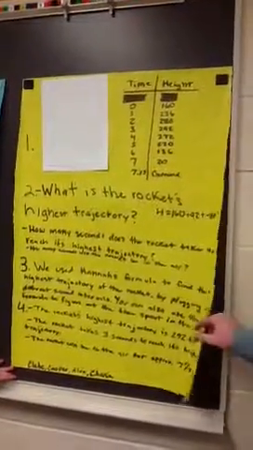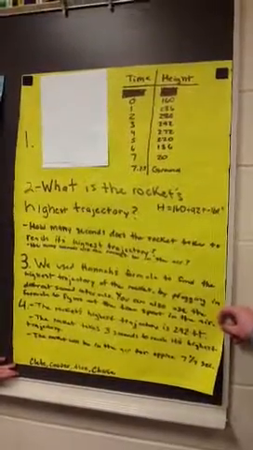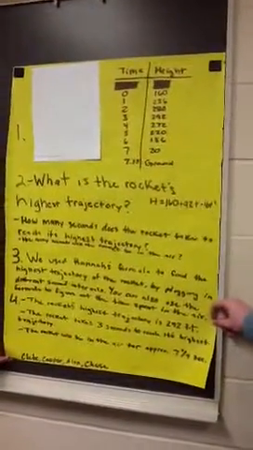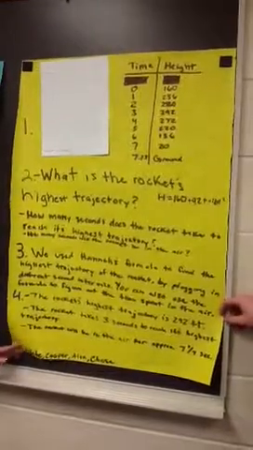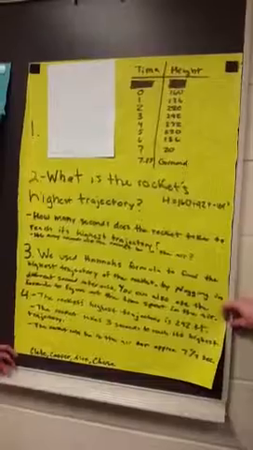Number 4, the rocket's highest trajectory is 292 feet. The rocket takes 3 seconds to reach its highest trajectory. The rocket will be in the air for approximately 7 and a 7th seconds.